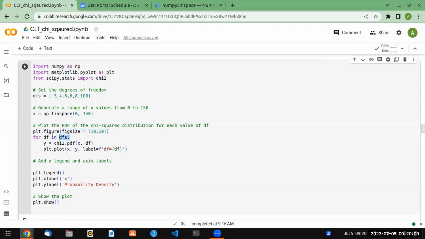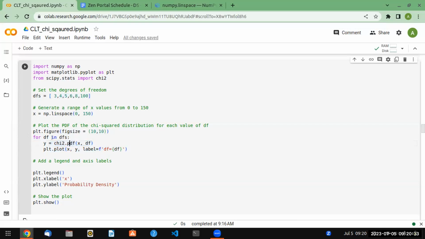Here is one for loop to iterate over each degree of freedom. So for degree of freedom in df, df means this list. Making sense? Now that means for degree of freedom 3, you perform these 2 lines. Then for degree of freedom 4, you perform these 2 lines. Degree of freedom 5, you perform like that.